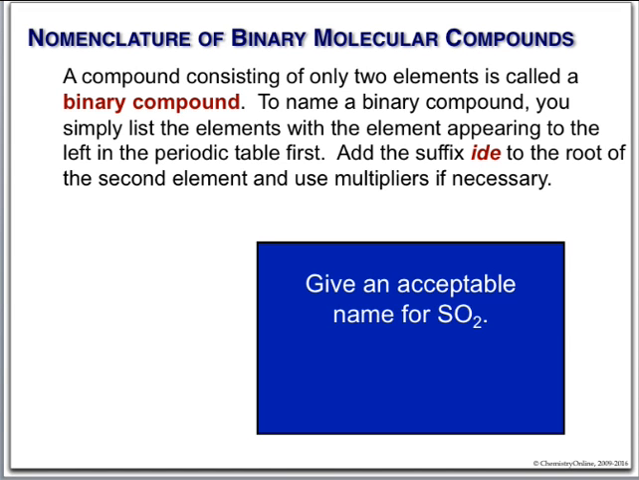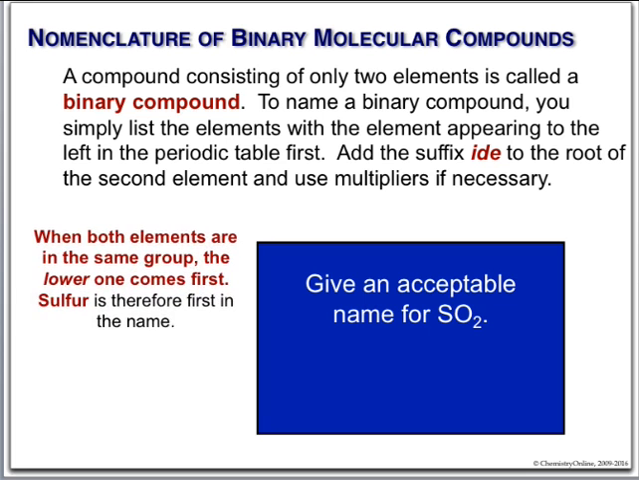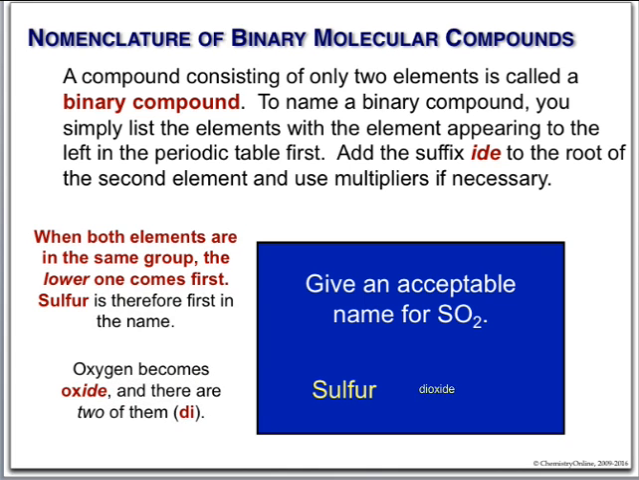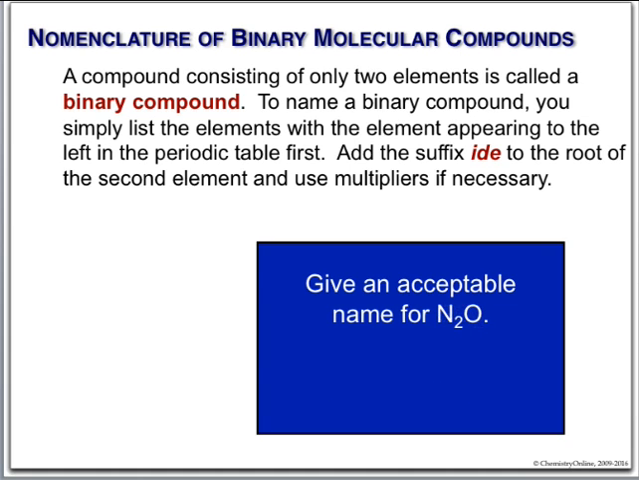One sulfur, 2 oxygens. What's our first word? Sulfur. No mono, just sulfur. We have oxygen, so it's an oxide. How many do we have? Dioxide. 2. This is sulfur dioxide. The second word is always going to be all lowercase. No? Doesn't matter, upper or lower, doesn't matter.